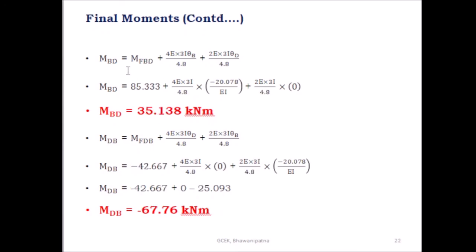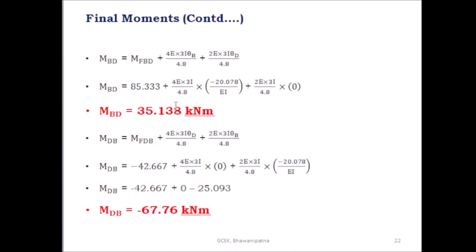Then find MBD. MBD is equal to MFBD plus 4E into 3I theta B by 4.8 plus 2E into 3I theta D by 4.8. Then after putting the MFBD, theta B and theta D values, you get MBD equal to 35.138 kilonewton meter. Then find MDB. MDB is equal to MFDB plus 4E into 3I theta D by 4.8 plus 2E into 3I theta B by 4.8. After putting the values of MFDB, theta D, theta B, finally you will get MDB equal to minus 67.76 kilonewton meter. So these are the final moments.